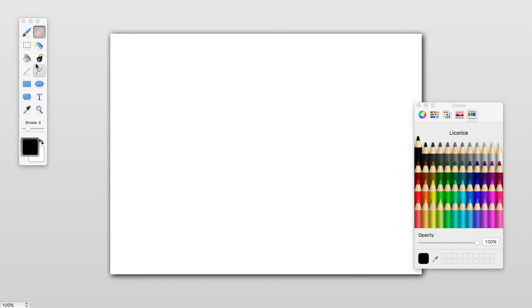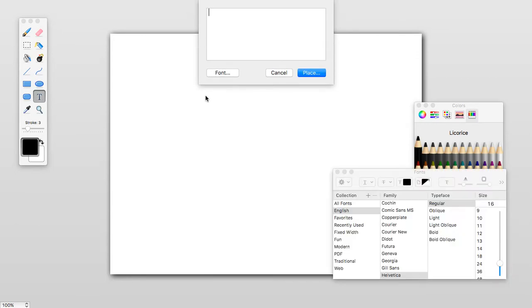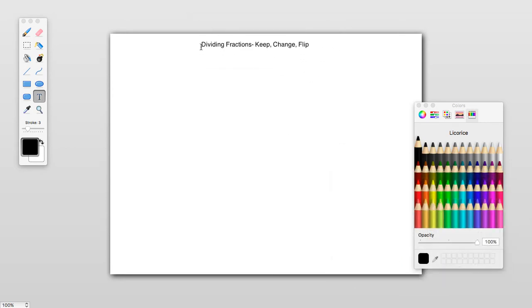So now we are going to talk about dividing fractions. And when we talk about dividing fractions, we need to keep in mind these three words: keep, change, and flip. And again, I'll put this at the top so that everyone can see it. And I'll go through what keep, change, and flip means.